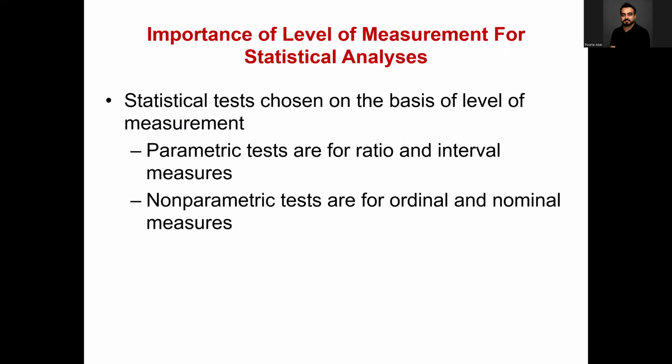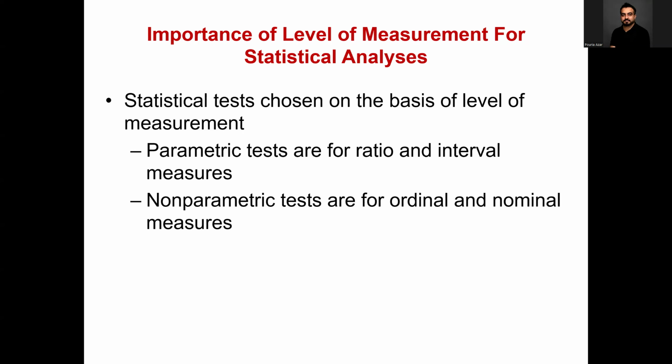Statistical tests are chosen on the basis of the level of measurement. So we will use this later whenever we try to analyze our data. Depending on the level of measurement, we will choose different statistical tests. For that, we have parametric tests and non-parametric tests. Parametric tests are for ratio and interval measures. Non-parametric tests are for ordinal and nominal measures.